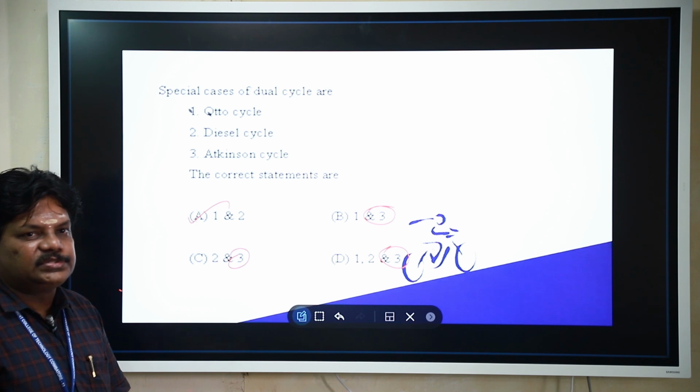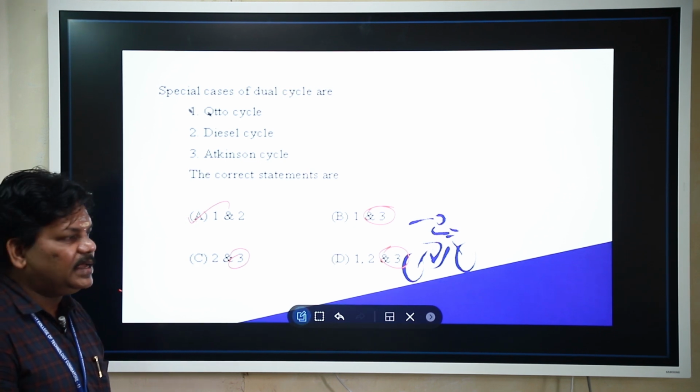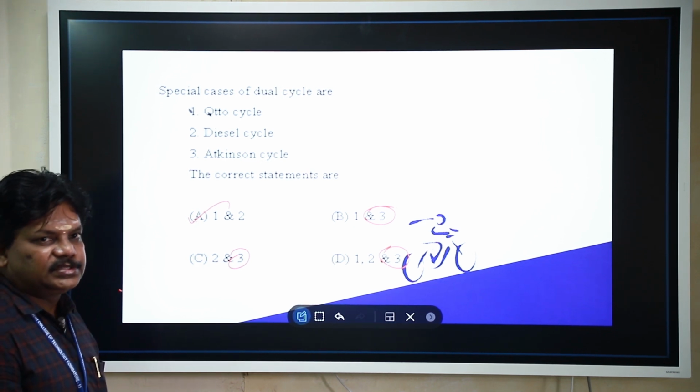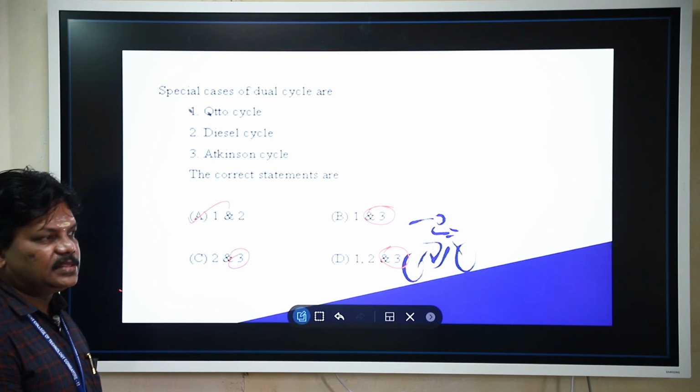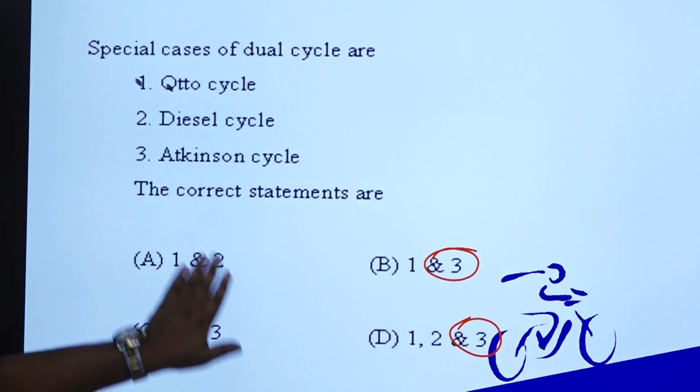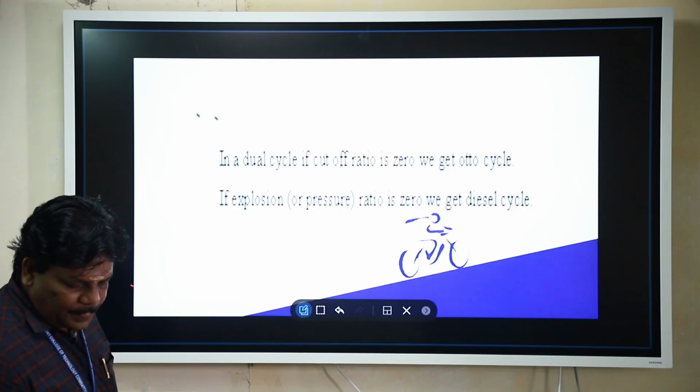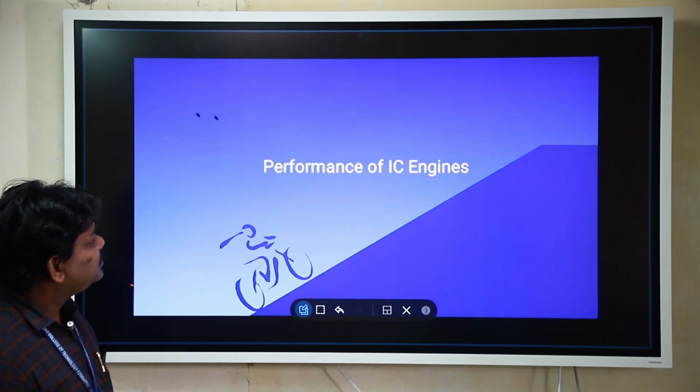Whether it is the cutoff ratio, the explosion ratio, or the pressure ratio, you should know all these things, right? So next is the performance of IC engines.